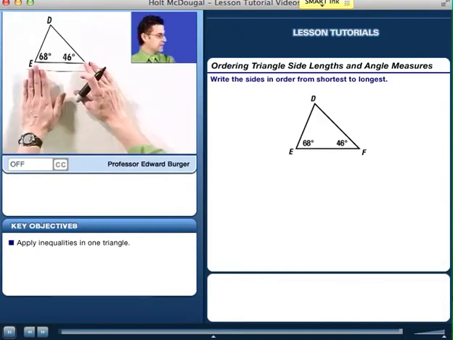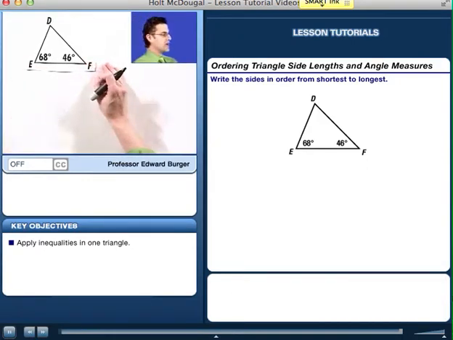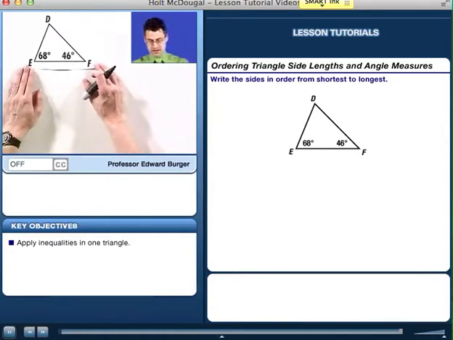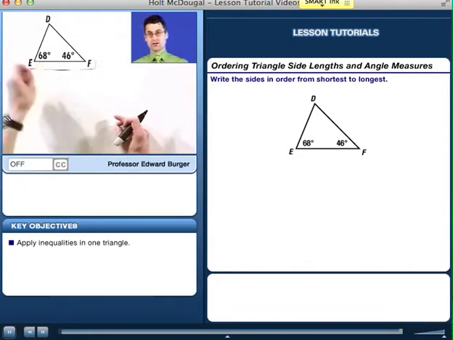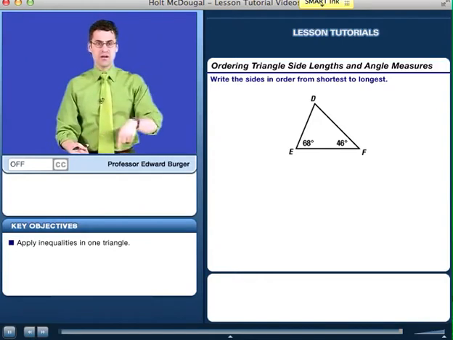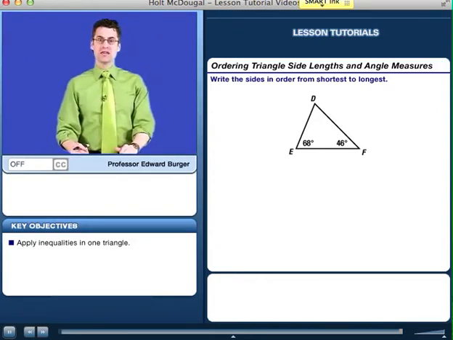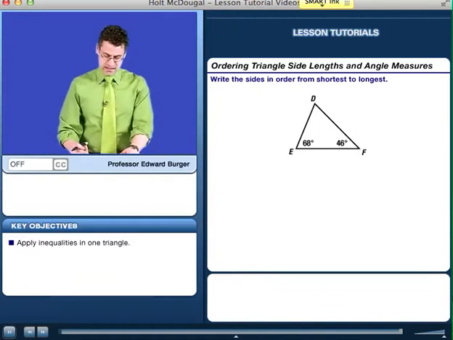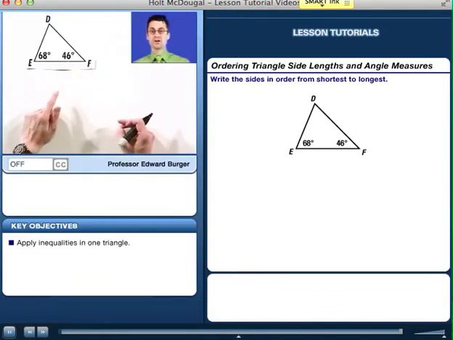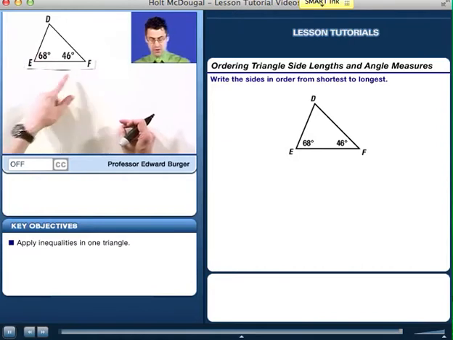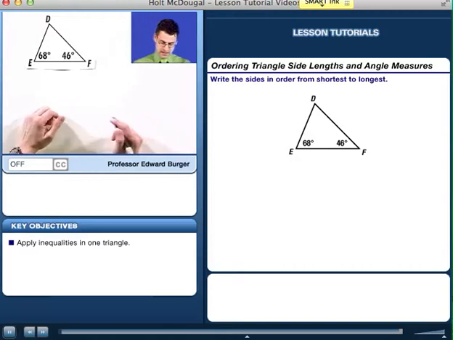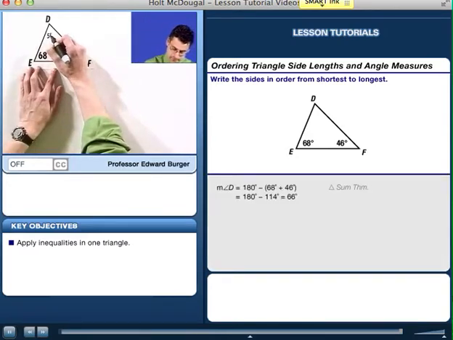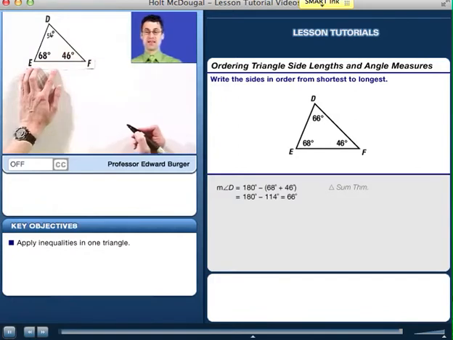Here's a triangle, and the question here is, write the sides in order from shortest to longest. Well, again, we're having a similar issue in that all we know are two of the angles. Wait a minute, we don't even have a third angle? Well, if you know two angles of a triangle, you always know the third, because remember, the sum of the measures of the angles of a triangle equals 180 degrees. If we take 68 and add it to 46, we get 114 degrees. We know the whole thing is 180, so I take 180 degrees and subtract 114, I see 56 degrees, which is this angle measure, and so I get that for free.